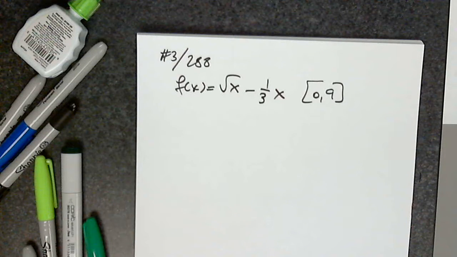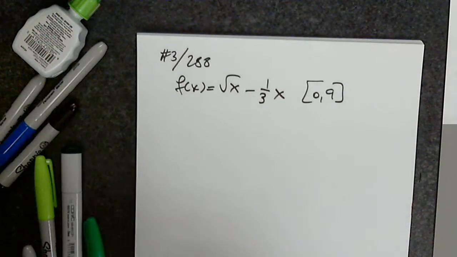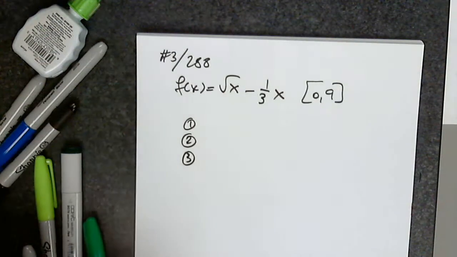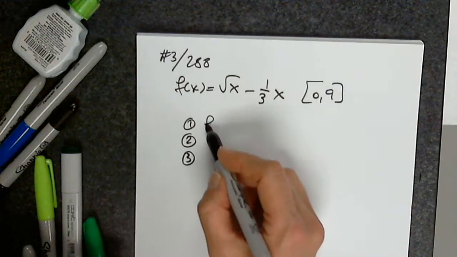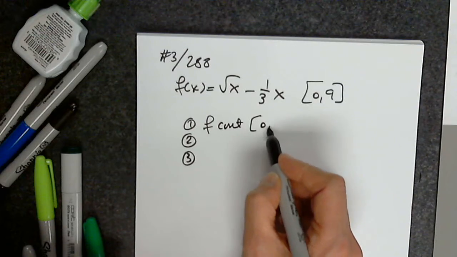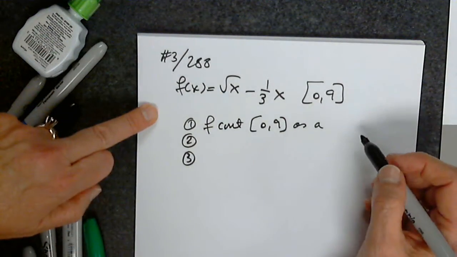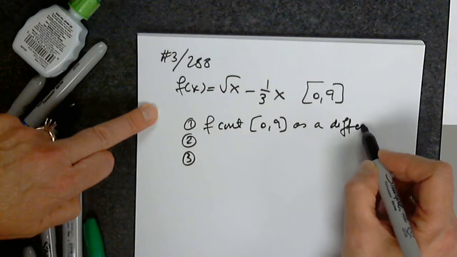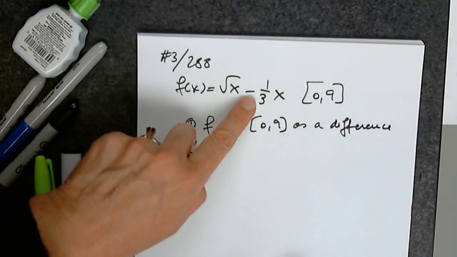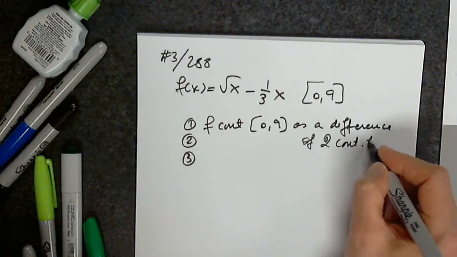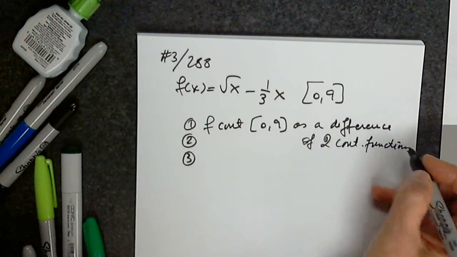Problem, we are asked to verify that Rolle's theorem is applicable and also find c that is guaranteed by Rolle's theorem. And remember, there are three conditions or hypotheses for Rolle's theorem. f is continuous on the interval 0, 9, and I will continue writing as a difference. It's a difference of two continuous functions on that interval.